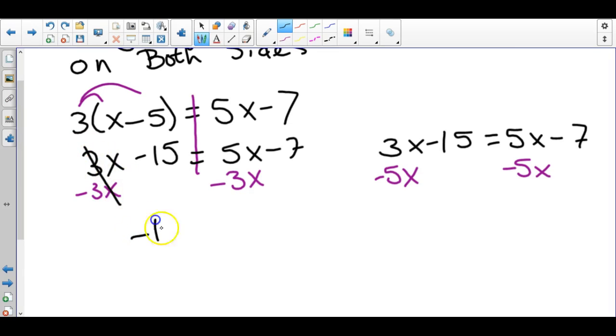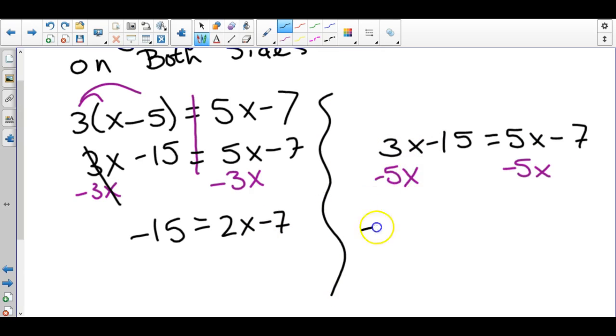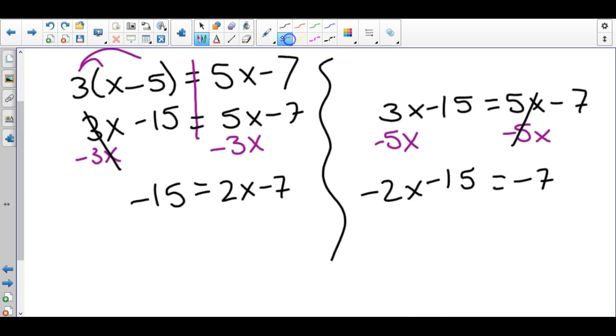Here our 3x's cancel. 5 minus 3x is positive 2x. Over here, if we're doing it our second way, 3x minus 5x is negative 2x. 5 minus 5x cancels. We get negative 2x minus 15 equals negative 7. So now we're a little more restricted. If we did the minus 3x, now we've got to add the 7 to both sides. We've got to work with this stuff on the same side as the letter because we want to move it away from the letter x.